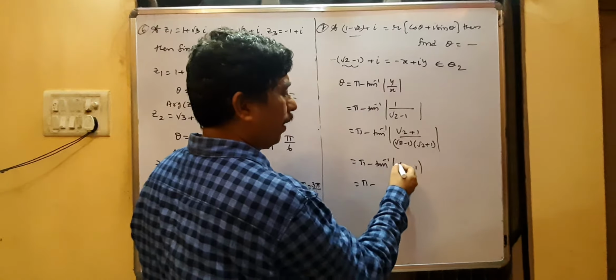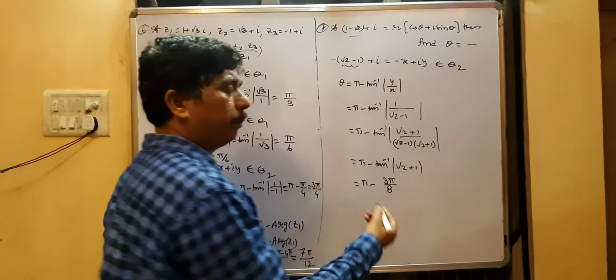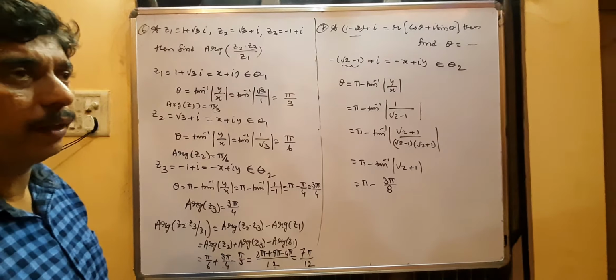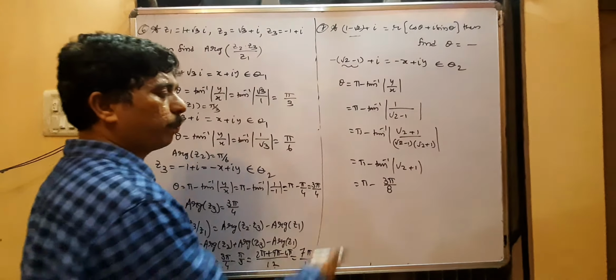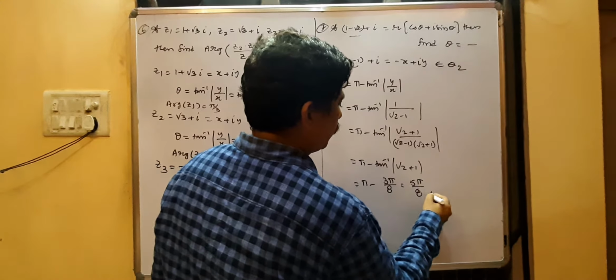Pi minus tan inverse of, the value is 3 pi by 8. Tan 3 pi by 8 value is root 2 plus 1. So pi minus 3 pi by 8 means the answer is 5 pi by 8. Copy it.